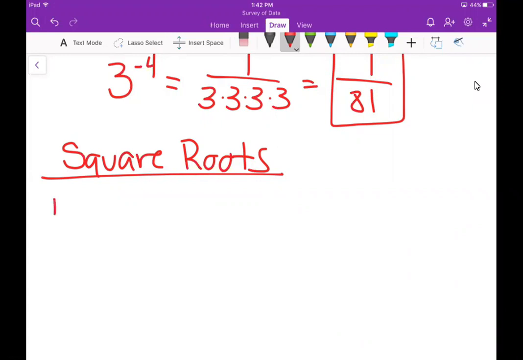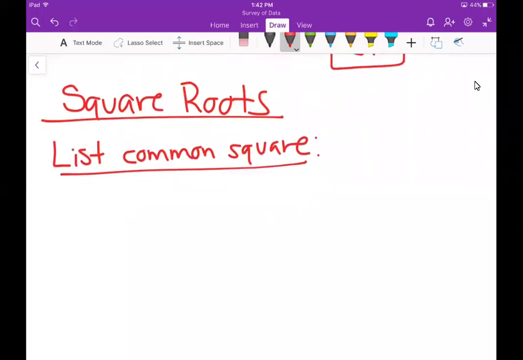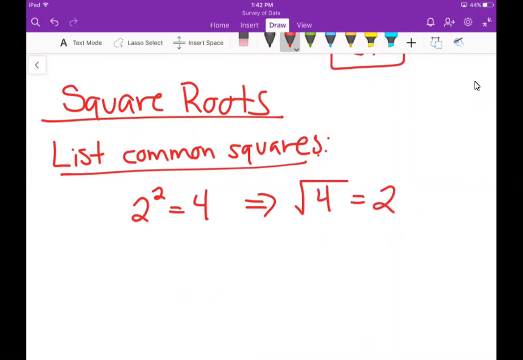So the best way I found to kind of understand this is to first just list your common squares. So we're just going to make a quick list of what happens when we square some numbers. So if I square 2, I get 4. That means that the square root, that's how we write the square root, of 4 is 2. If I undo the square on 4, I end up with that base of 2.